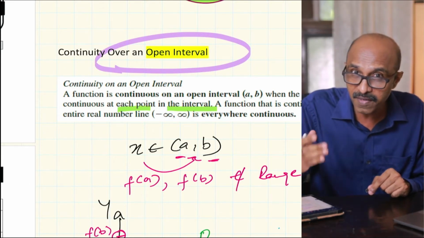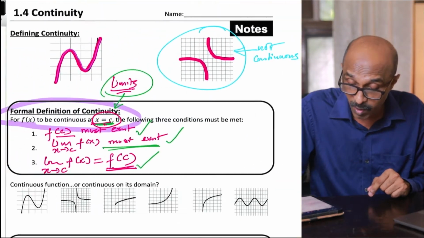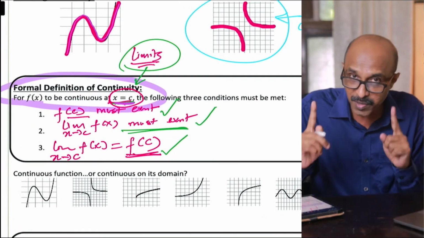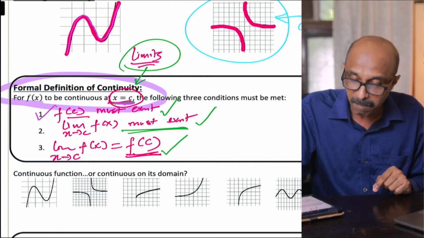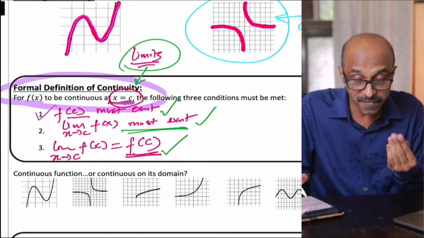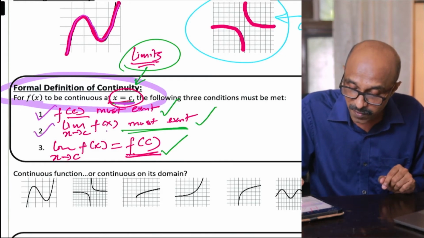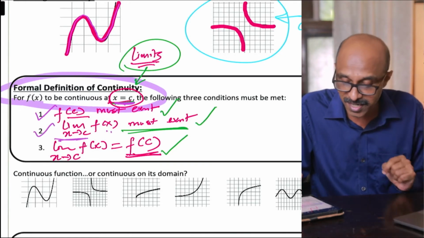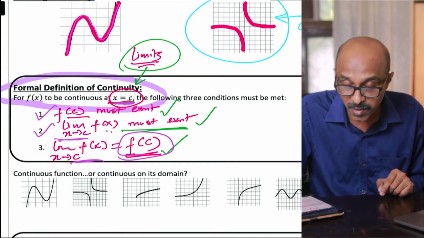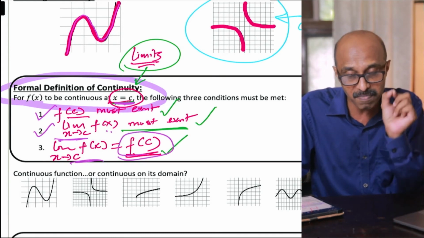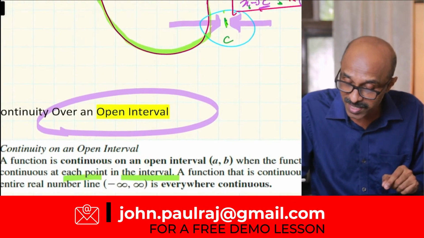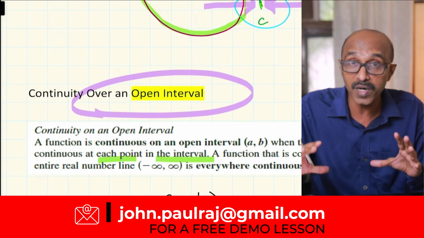But what does it mean that the function is continuous at any point? Well, we already saw that in an earlier video: for any c in between a and b, f(c) must exist. The value of the function must exist, which means the function must be defined at that point. The limit of the function as x approaches c must exist. And the value of the limit as x approaches c must be equal to the value of the function. So if for every point in between a and b the function is continuous, then we say that the function is continuous over an open interval.